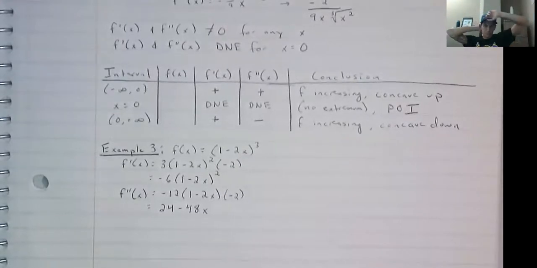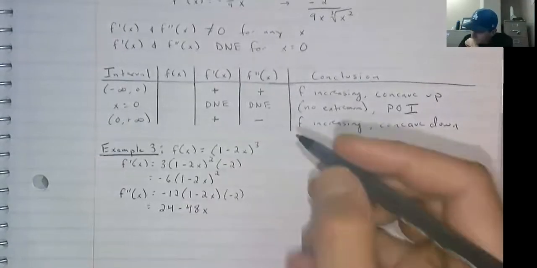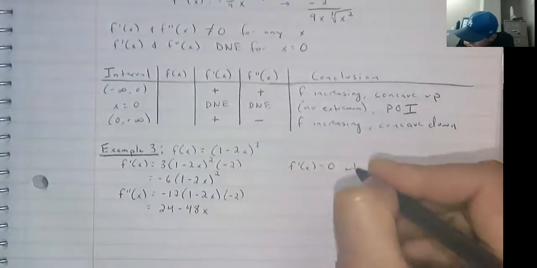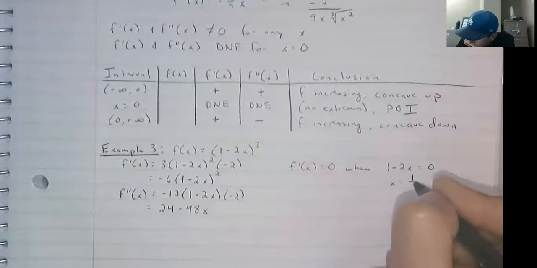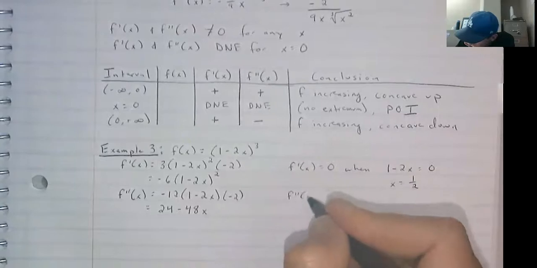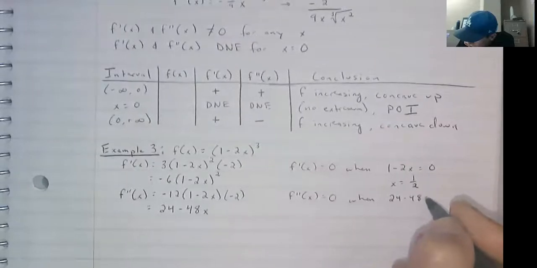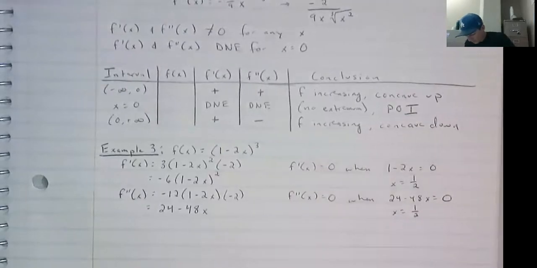Okay. What are we looking for? Non-existence and zeros. These are both polynomials, so they're going to exist everywhere. They're going to be 0 when this is 0, so it's when x equals 1/2. And oh, happy day, that corresponds with f double prime too. When 24 minus 48x is equal to 0, which also happens to be when x equals 1/2. That's kind of nice, just one thing to test.